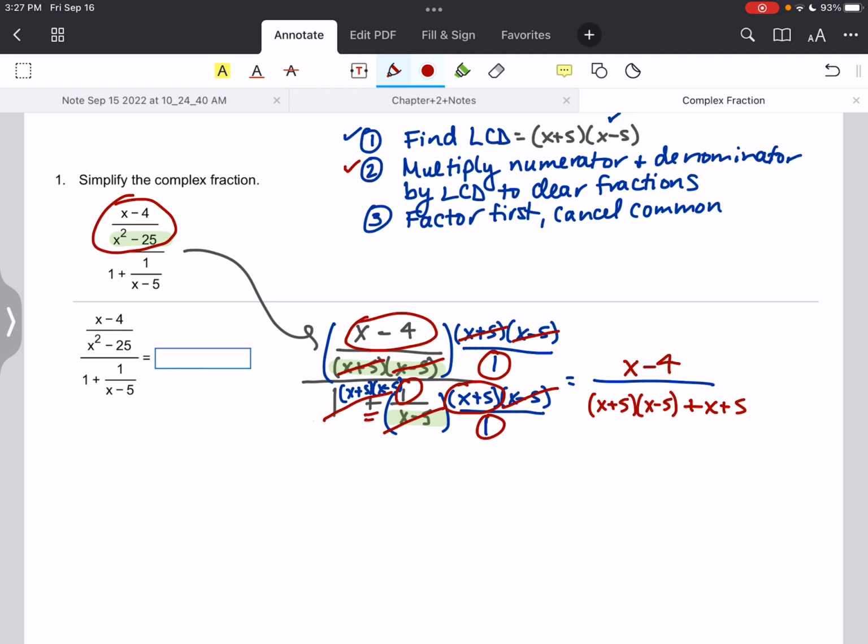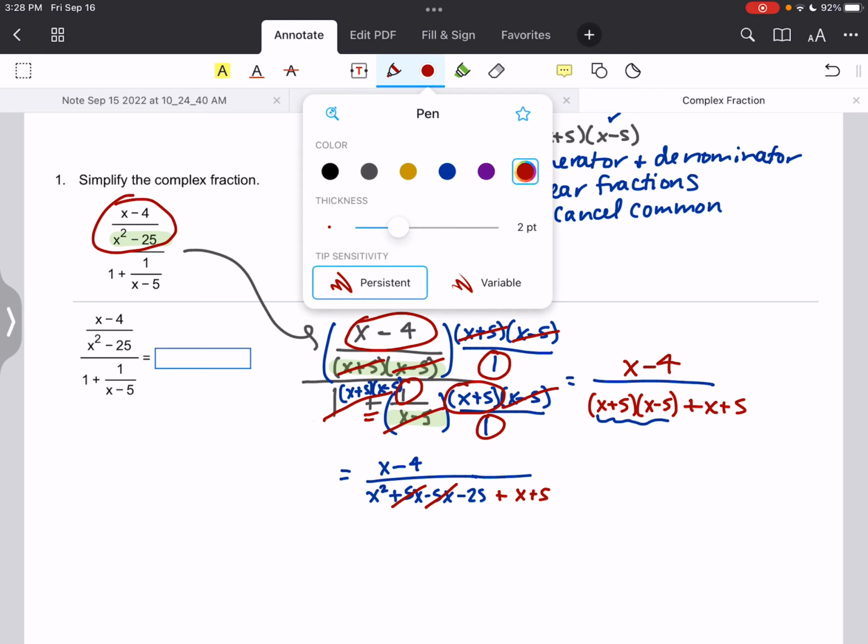Fantastic. Now I generally want to simplify. So the first thing I need to do in this case is I'm going to need to distribute out here and then combine like terms just to clean up that denominator a little bit. So I have x minus 4 up top. Down in the bottom left, this would FOIL out to x squared plus 5x minus 5x, and then plus 5 times negative 5 is negative 25. And then I'll carry down that plus x plus 5 that was already sitting there. The plus 5x and the minus 5x add up to 0, so those cancel out additively, they go away.